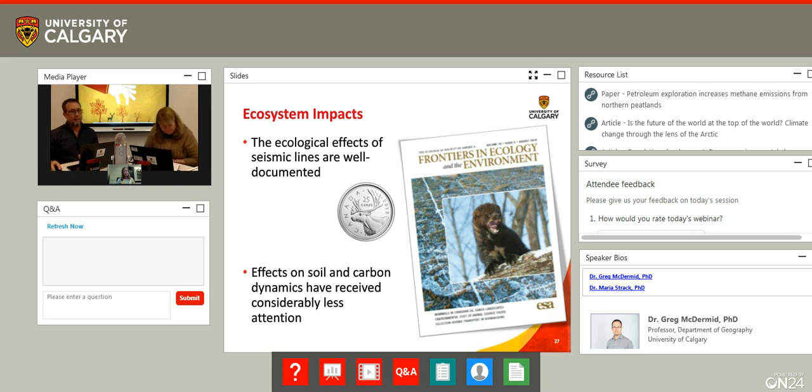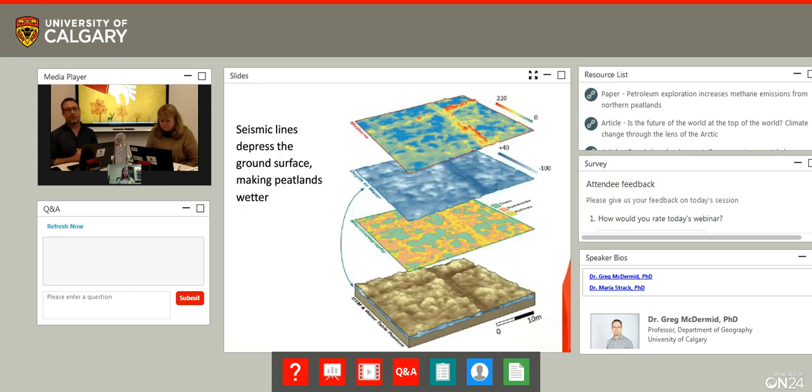What's less well known, I think, about the effects of seismic lines is what's happening with the soil and carbon and how those dynamics have been impacted by this development. Maria, I think we're back to you.